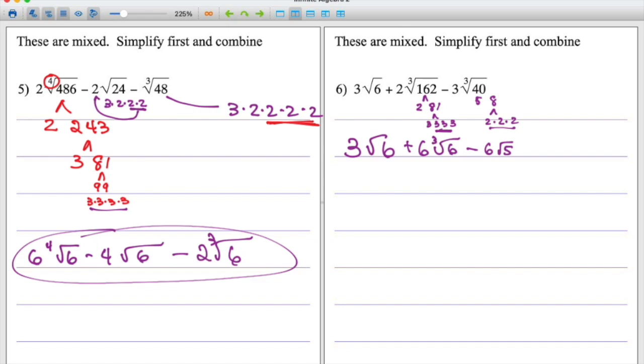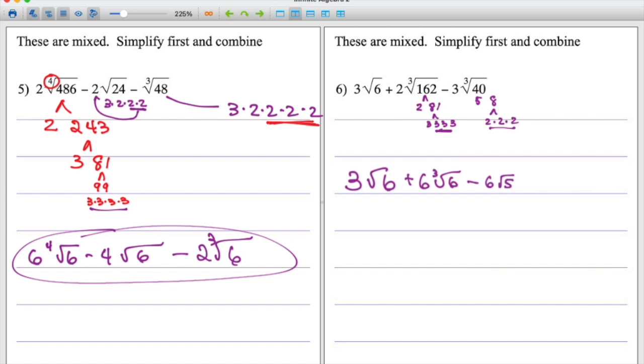Now, do I have any like terms? Look, I have a radical 6 and a radical 6. Are they like terms? No, because I have a cube root here and a square root there. So they are not like terms. I don't have a radical 6 right there either. So I am done. There's no like terms. We're done.